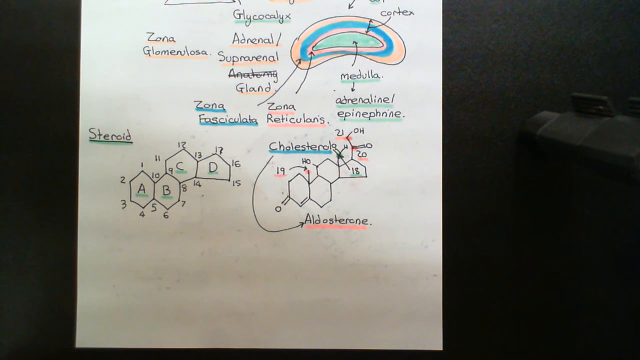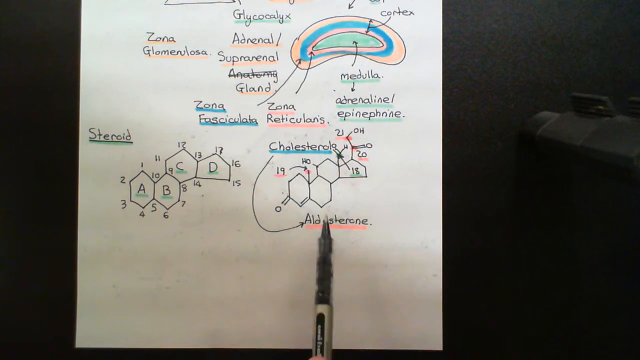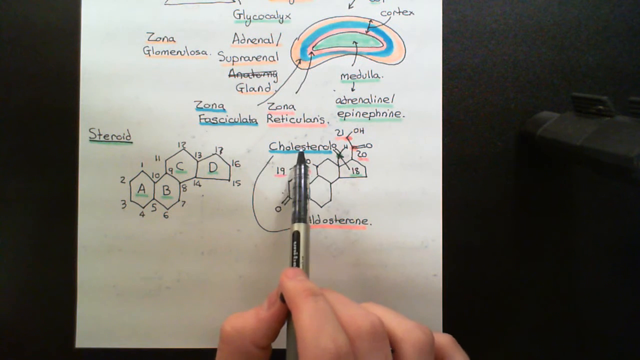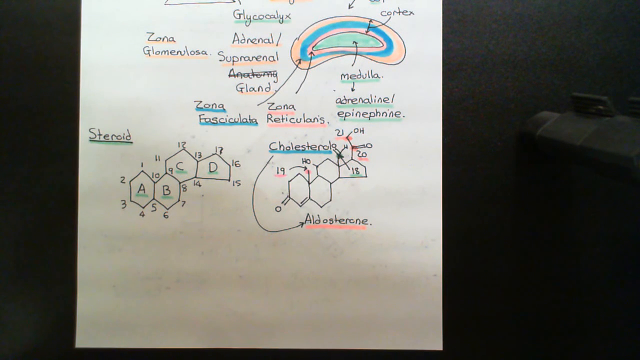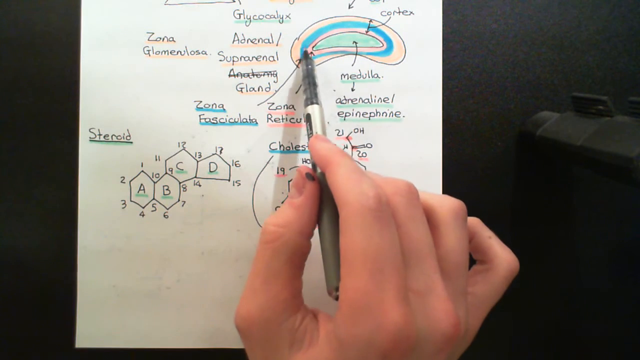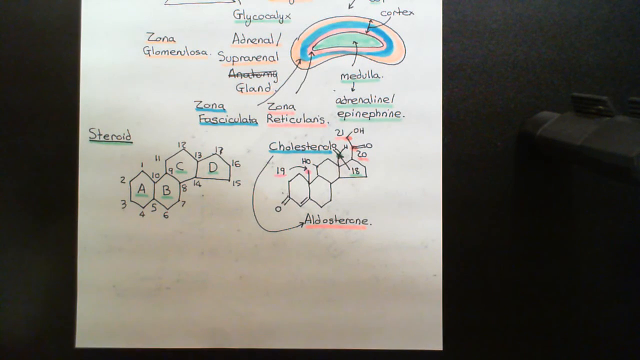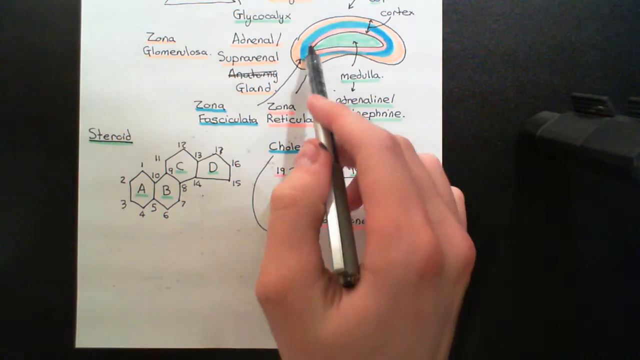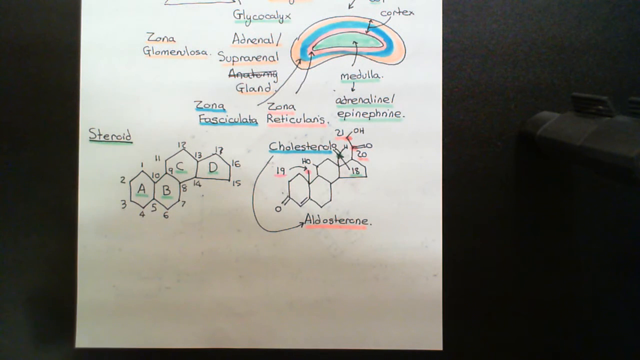So don't worry about the details of what I've just said. Just understand that it doesn't actually take that many steps to go from a cholesterol molecule to an aldosterone molecule. And neither does it take too many steps to go from a cholesterol molecule to, for instance, a cortisol molecule, which is what the Zona Fasciculata would want to do, or indeed one of the sex hormones, which is what the Zona Reticularis would want to do.